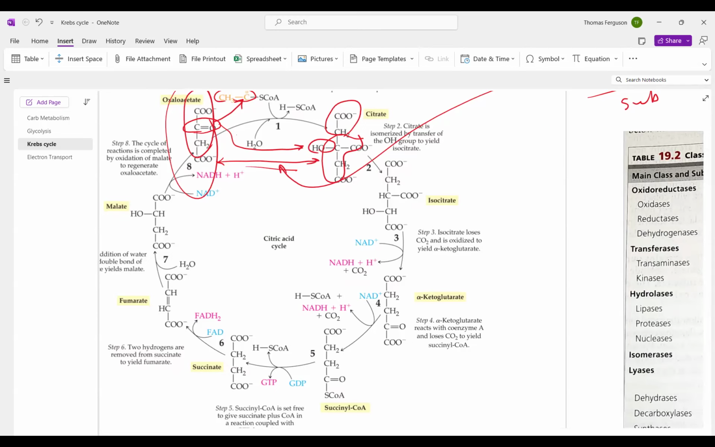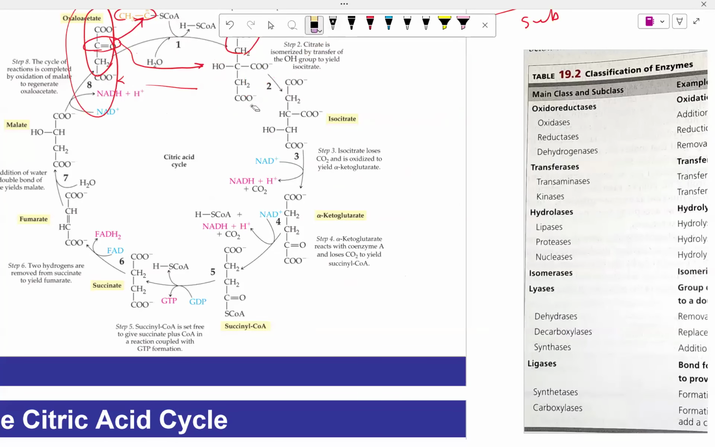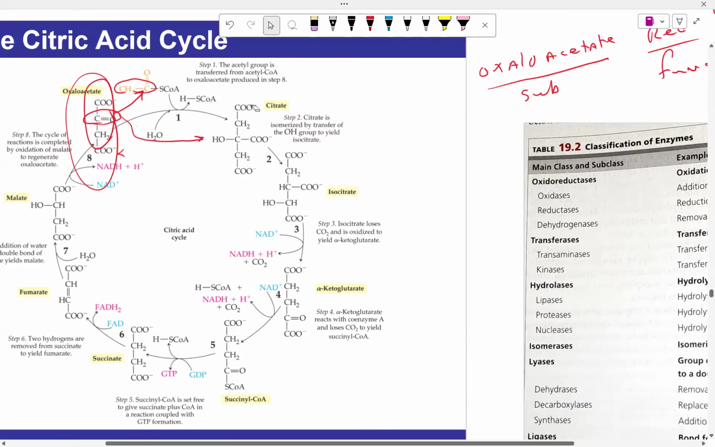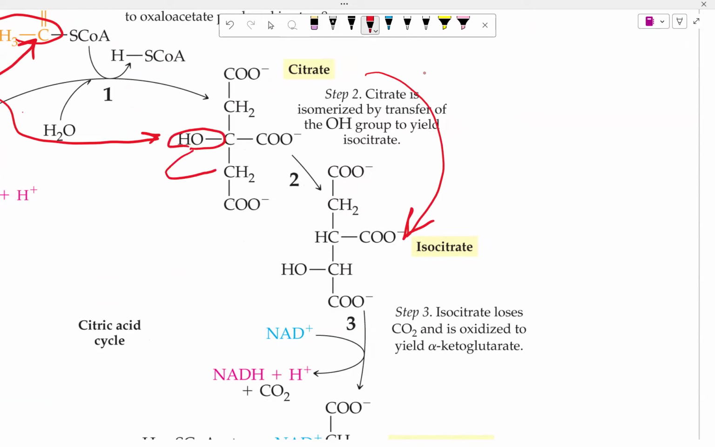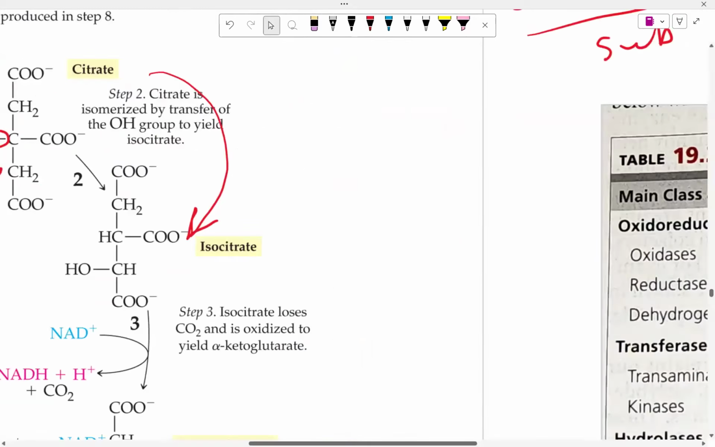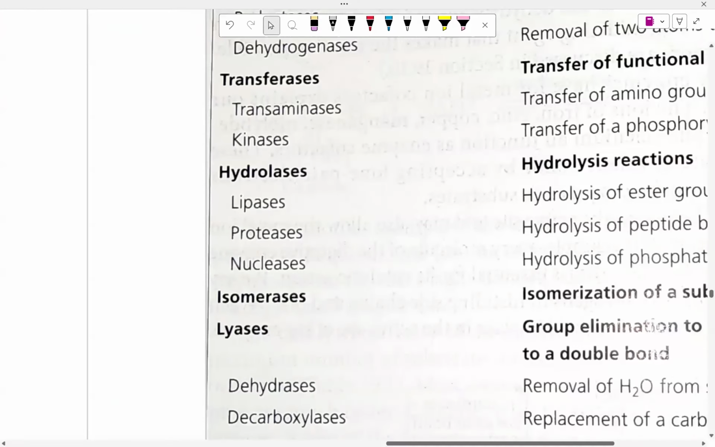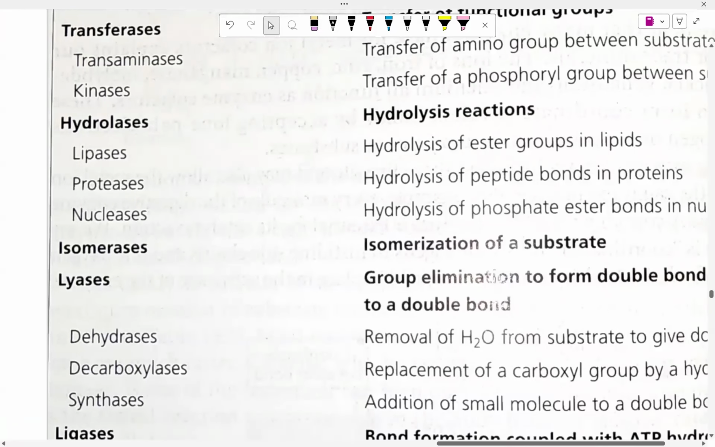Okay, what's the difference now? Let's clean this up. Okay, so what's going on here now? Well, let's look here. That hydroxyl group moves down 1. So what's the enzyme that does that? That's called an isomerase. So we're making an isomer of the substrate.